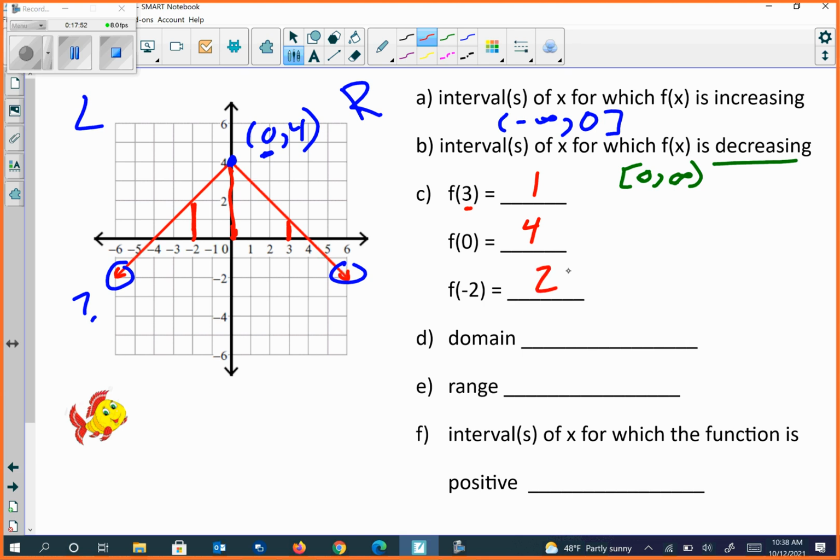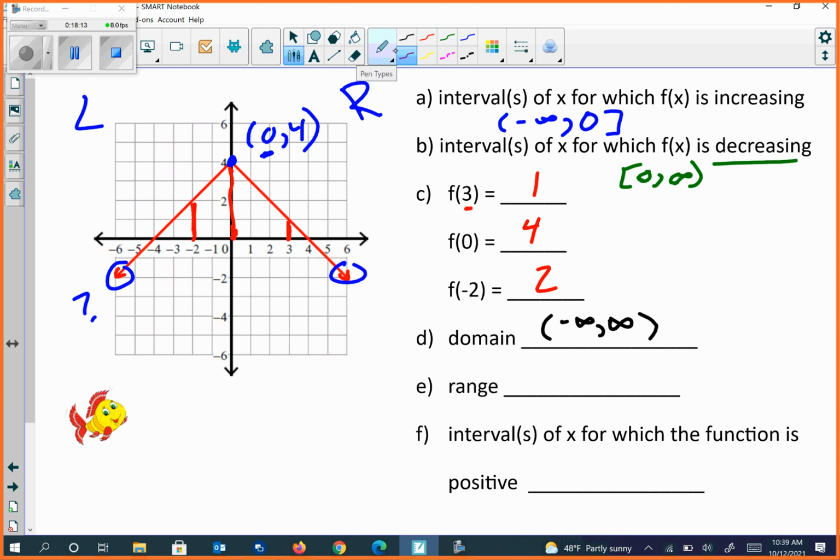All right. What does it appear my domain would be? I have arrows going to the left. I have arrows going to the right. So what should the domain be, you think, my friends? Yeah, negative to positive infinity. Very good. Because it didn't have points at the end. It had arrows, so it's going forever.